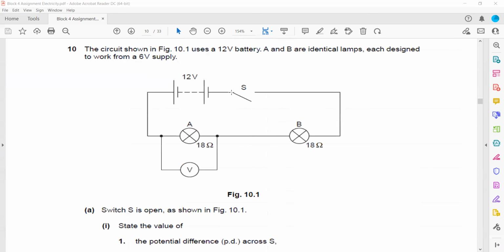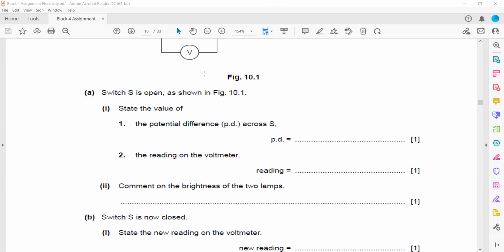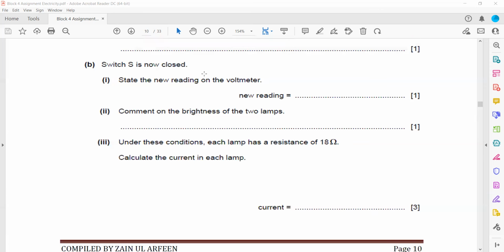So as I mentioned, when this switch is connected, the current starts to flow, and because the two lamps have the same resistance, the total voltage, which is 12, will divide evenly between the two lamps, so it will be 6 volts across each lamp. So the voltmeter reading will be 6 volt because the voltmeter is connected in parallel. So the new voltmeter reading is 6. Comment on the brightness of the two lamps: they will light up and they will have the same brightness.